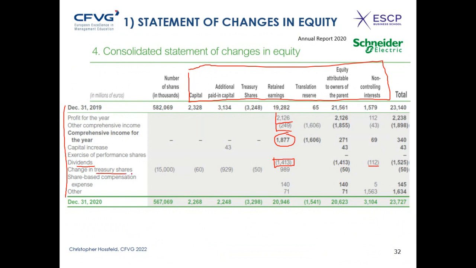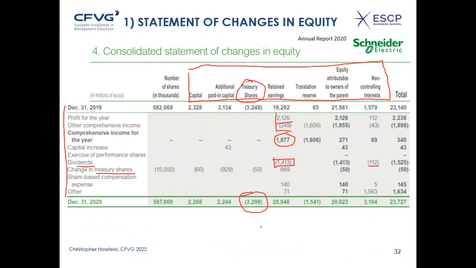We see also changes in treasury shares. Does anyone know what treasury shares are? We'll discuss this in more detail a little bit later when we talk about accounting for equity. Treasury shares means the company buys back its own shares on the market. So here, at the end of 2020, Schneider Electric had bought back its own shares on the market for a 3.3 billion purchase price, for example.